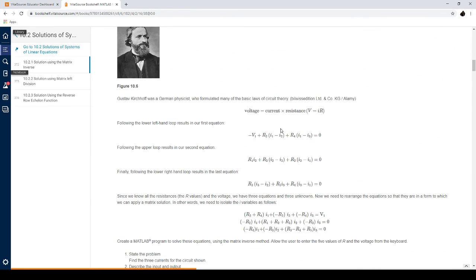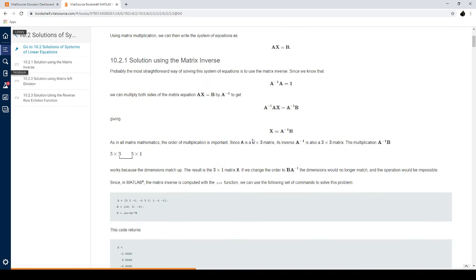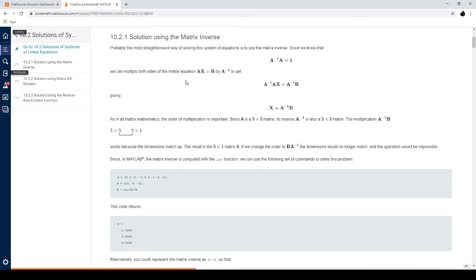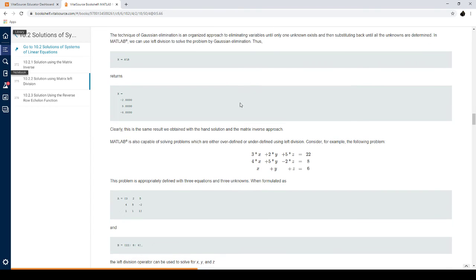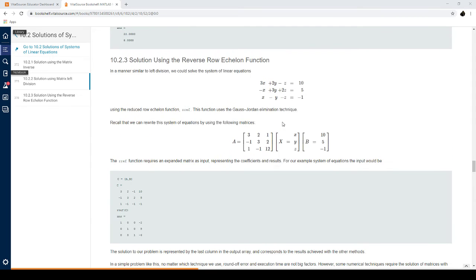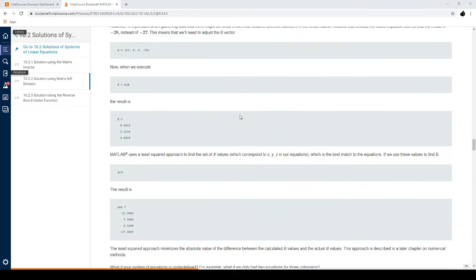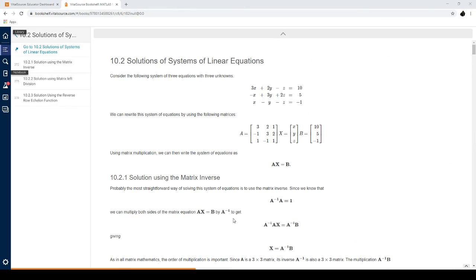So, these were the different types. These were solving systems. So the first one was inverse matrix. And then the second one was left division. And then the last one was row echelon. So these were the three methods by which we did them in the class, but in the homework, I think you have to do them in a different method.